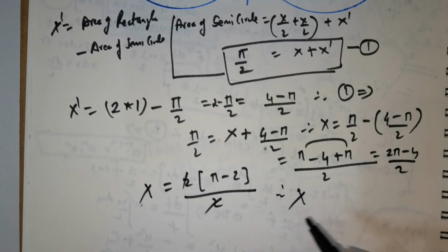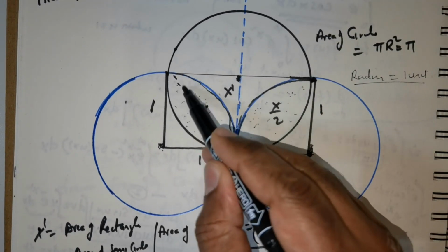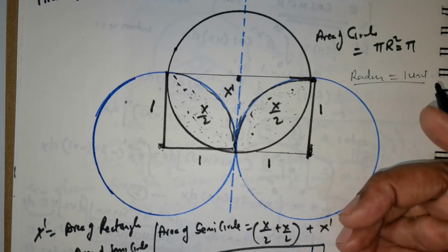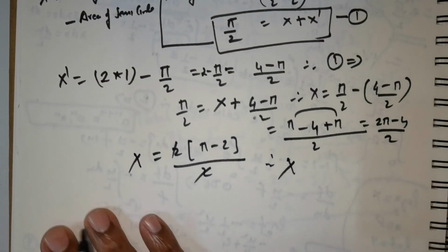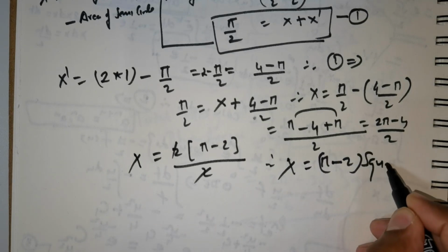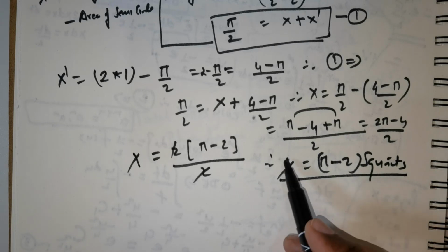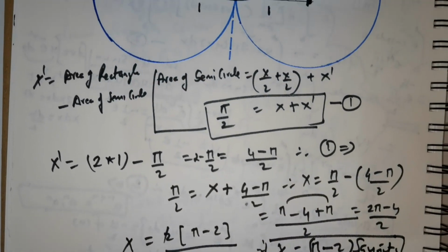So therefore, we are looking for the shaded region. This is a shaded region, this is a shaded region. So x over 2 plus x over 2 is nothing but x. So therefore, x is going to be pi negative 2 square units. Whatever units they have given us, we can take that. So this is the final solution for this question, and it's a lovely question.